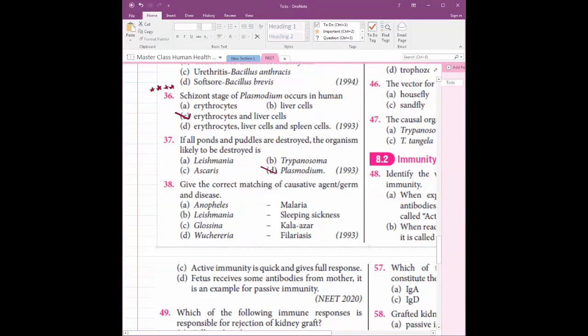Next, give the correct matching of the causative agent, germ, and disease. Yes, guys, give the correct matching. So, what do you think, guys? Who is this going to be? Yes, it is going to be.